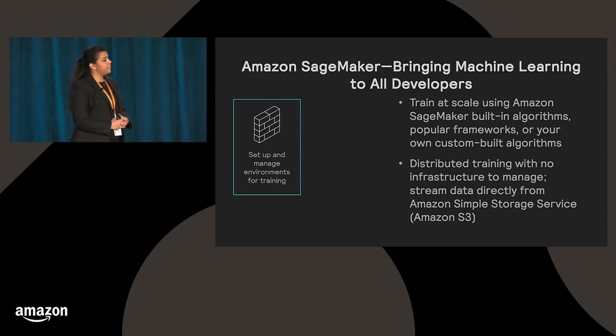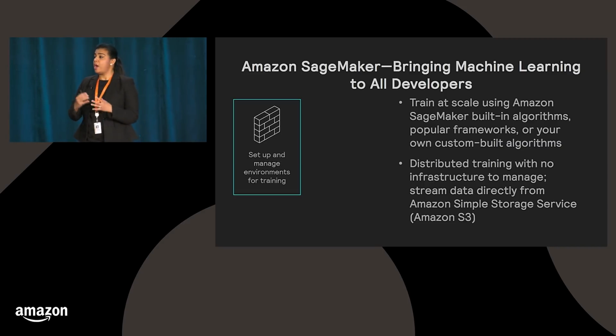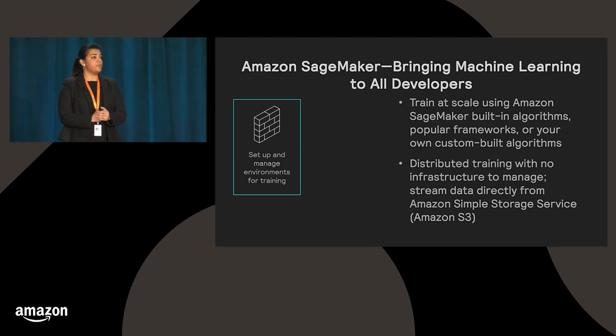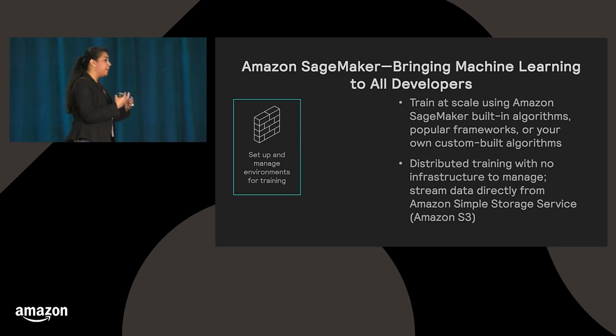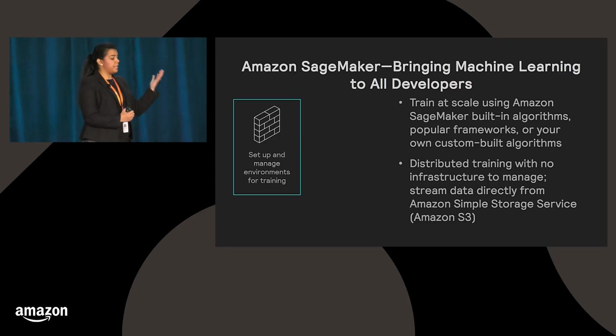The other optimization SageMaker provides is how your data gets accessed, and we've optimized it such that you can stream your data directly from S3 at high throughput. So if you're training in a distributed fashion on hundreds of P3 GPU instances, you can get significant scale and cost savings.